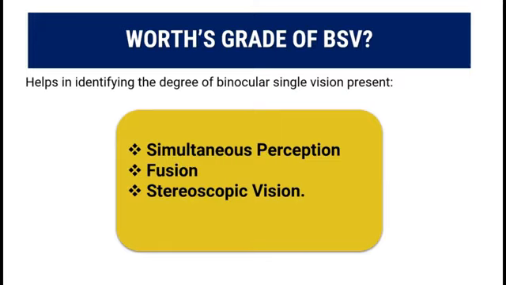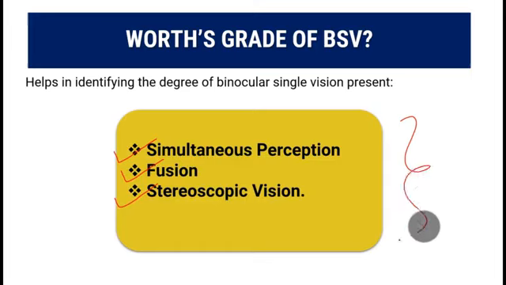Now let us talk about the Worth grades of BSV. There are three grades which help us in identifying the degree of binocular single vision present in a particular patient. These three grades are the ability to simultaneously perceive something, that's simultaneous perception, the ability to fuse those two images into one, which is fusion, and the ability to perceive the depth of the image, the ability to see it in a three-dimensional structure, which is called stereoscopic vision.